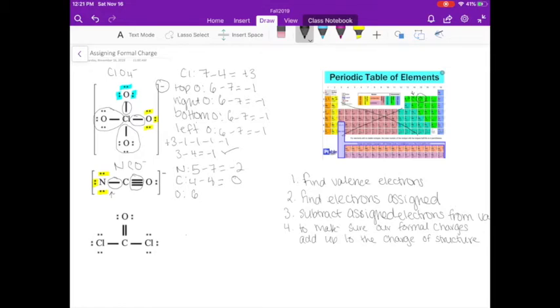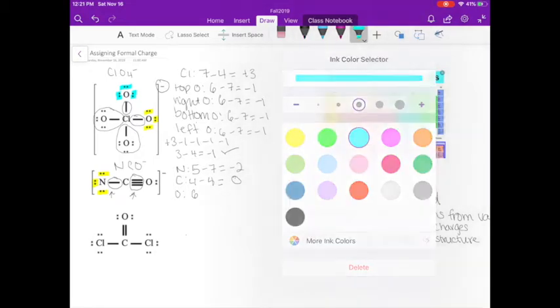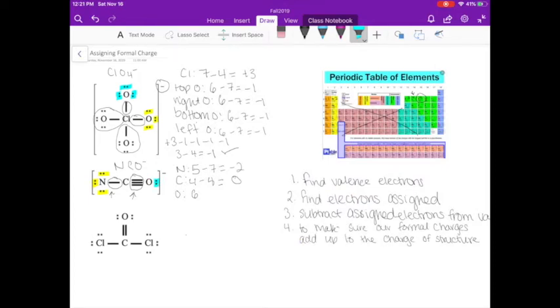Oxygen, we know, has 6 valence electrons. It shares this triple bond with carbon, and it has these 2 individual electrons assigned to it. The triple bond supplies 3 electrons plus the 2 individual electrons we have, which totals 5. Subtracting that 5 from our 6 valence electrons, we see that oxygen's formal charge is +1.